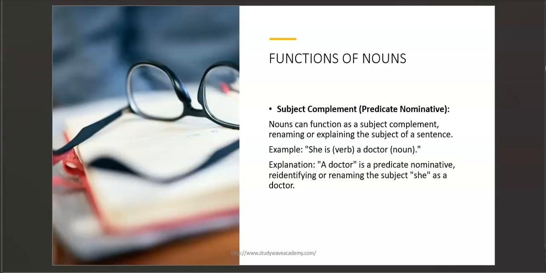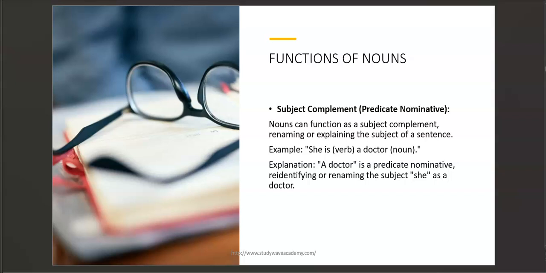Don't forget about that. Okay, let's move to the next function, and that is subject complement. Nouns can function as a subject complement or predicative nominative. Okay, so don't mind about this word, the predicative nominative. Let's talk about the function here being subject complement. Nouns can function as the subject complement, renaming or explaining the subject of the sentence.